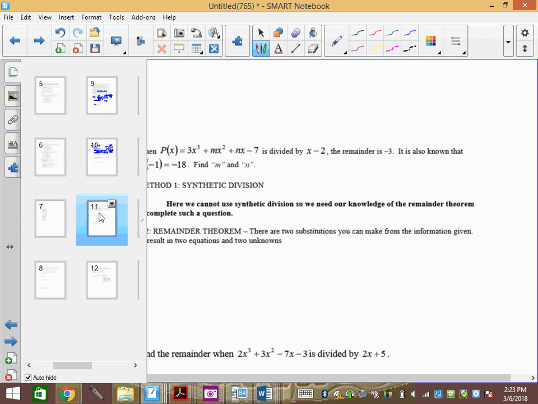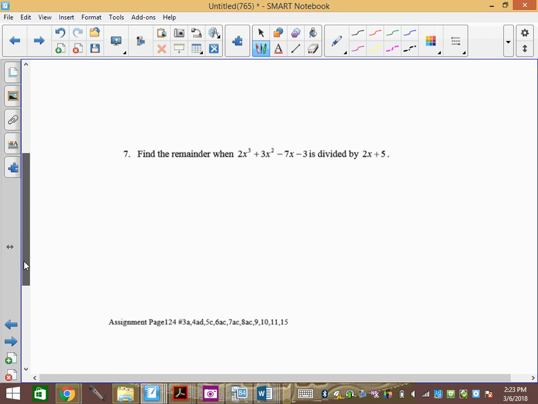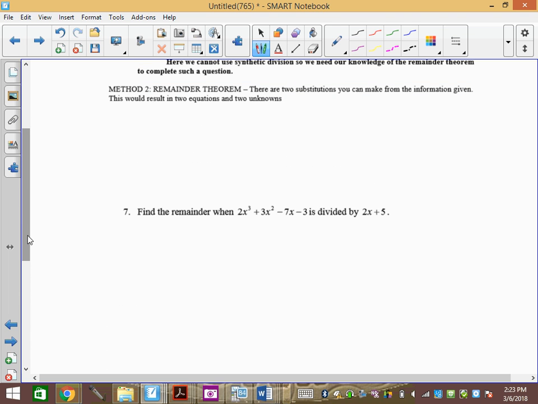What happens if, and we'll come back to the other ones in a second, I give you this. So do this one. Find the remainder when 2x cubed plus 3x squared minus 7x minus 3 is divided by 2x plus 5. It's in factored form right now, but in order to fill it in, we need it in x equals form, correct?